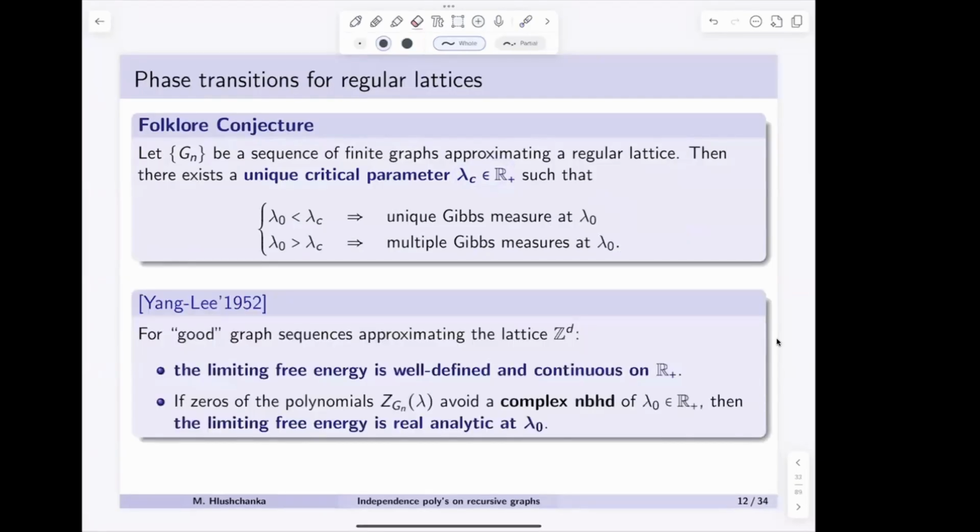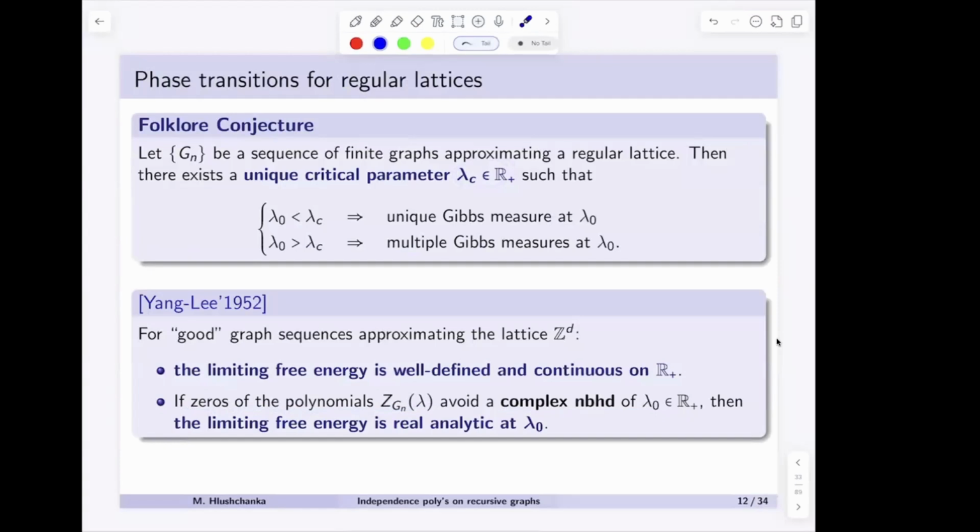But what has been observed by Yang and Lee in their celebrated work is that phase transitions are closely related to the zeros of the partition functions. In particular, let me highlight this part. If zeros of partition functions avoid a complex neighborhood of some parameter lambda naught, then the limiting free energy is real analytic at this parameter. In particular, you do not have a phase transition at this parameter.